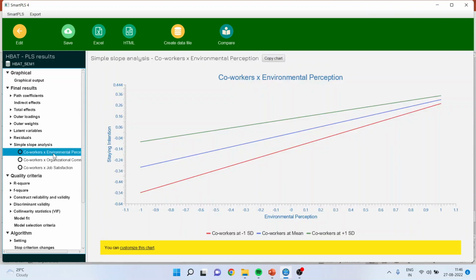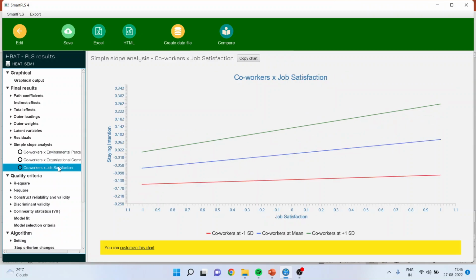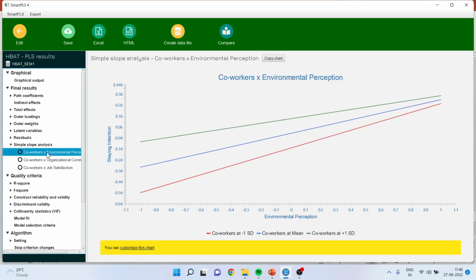One, you can see here that there is some effect which is present of co-workers with the environmental perception, though the p-value is more than 0.05. Now what to do? I will explain. Don't worry. Here, more or less, the lines are parallel. Okay. Here, it's moderate. Now here, there is a major fluctuation in the p-value and the simple slope analysis.